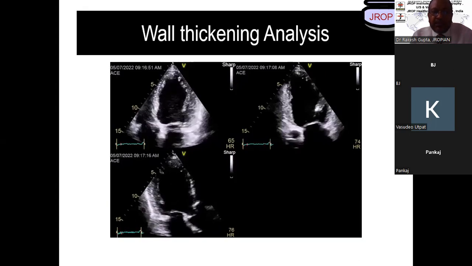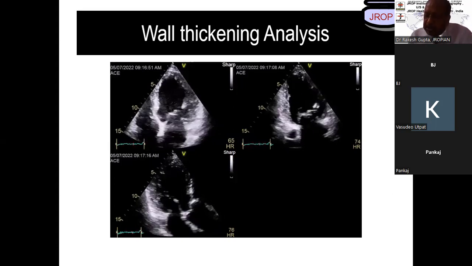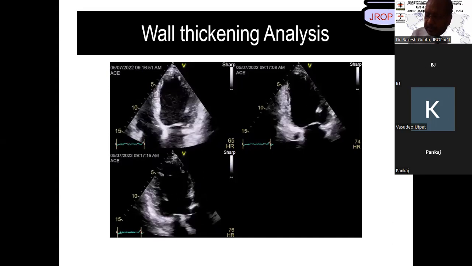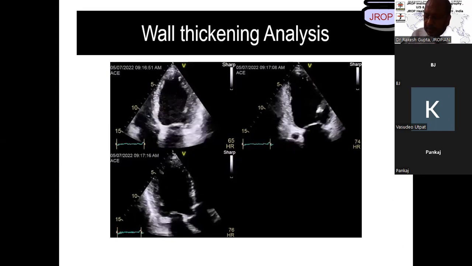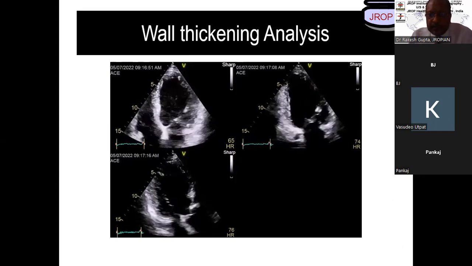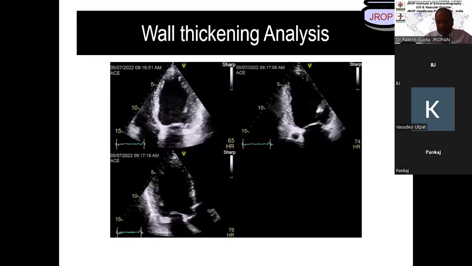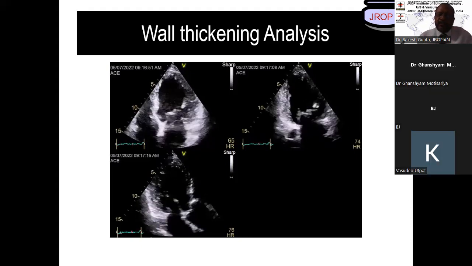Apart from the wall thickening abnormality, anything else do you find, Dr. Tushar, in this patient? Dr. Tushar, are you there? No. Dr. Ghanshyam Motisaria? Are you there, Dr. Ghanshyam? Yes, sir. Anything else you find in this particular patient?